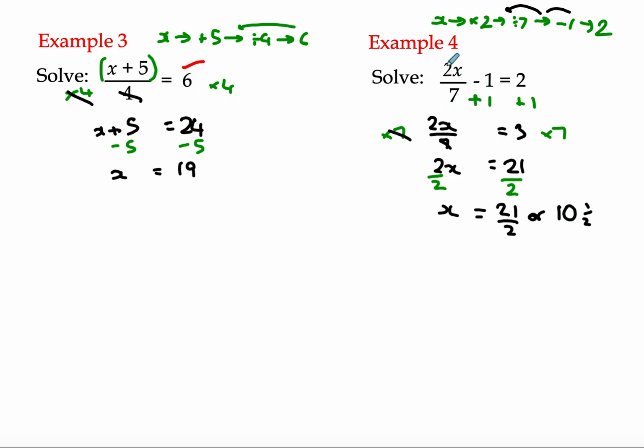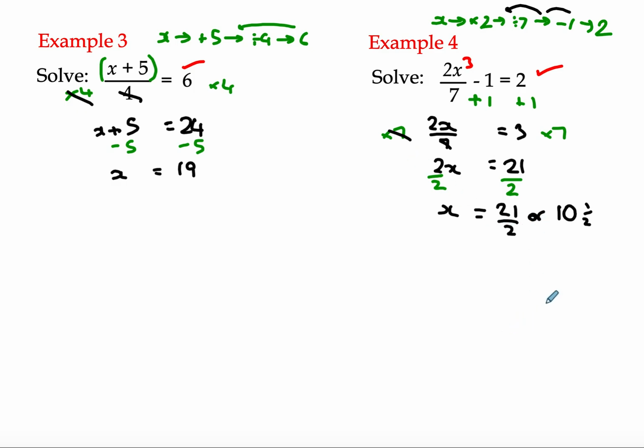Check and see. 2 times 10 and a half is 21. Divided by 7 is 3, so that whole fraction there would be the value 3, and 3 subtract 1 is 2, so the equation holds for our value x equals 21 over 2.